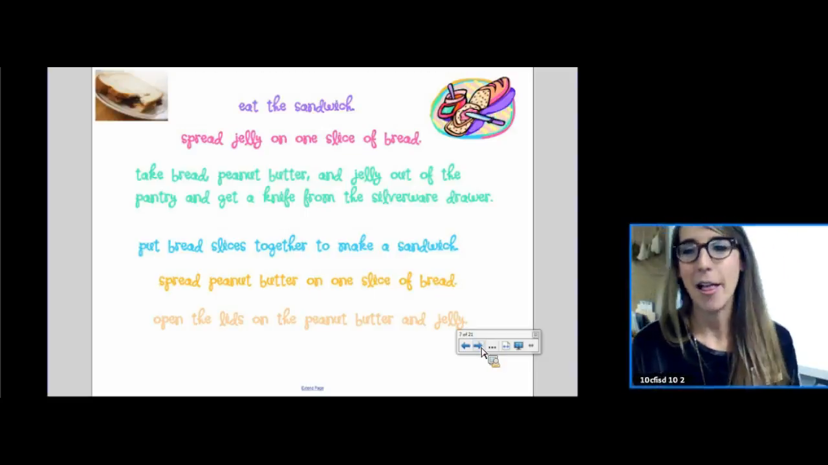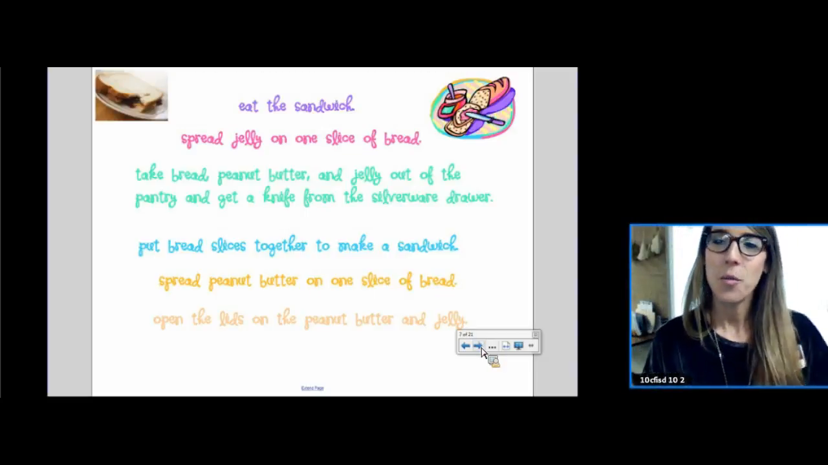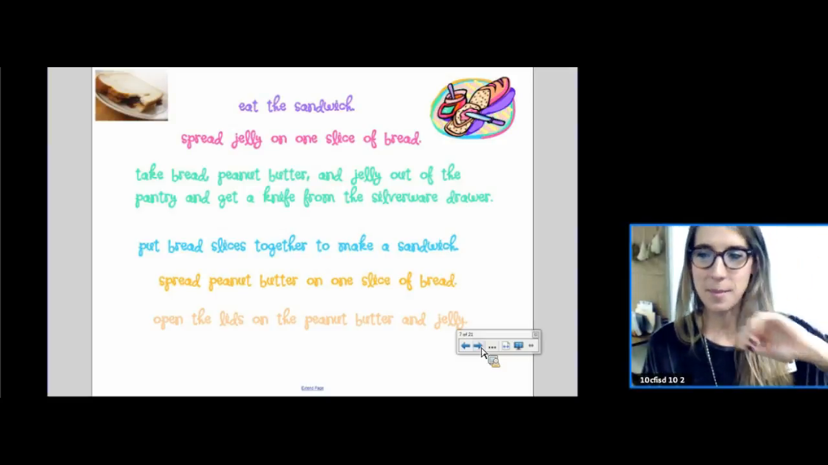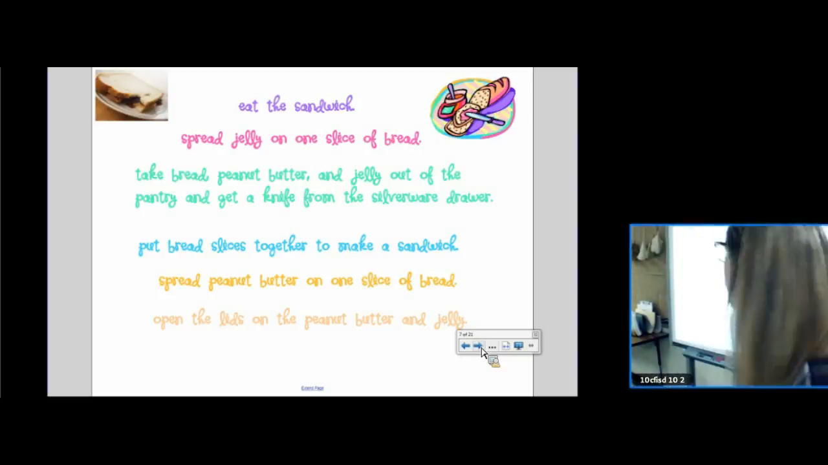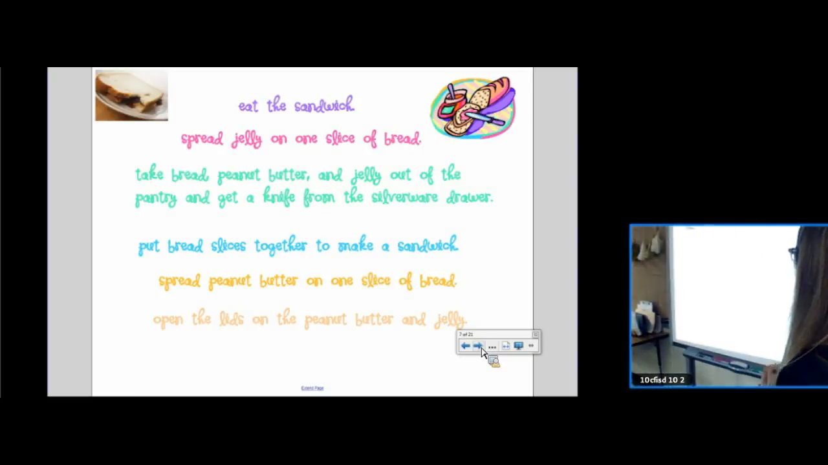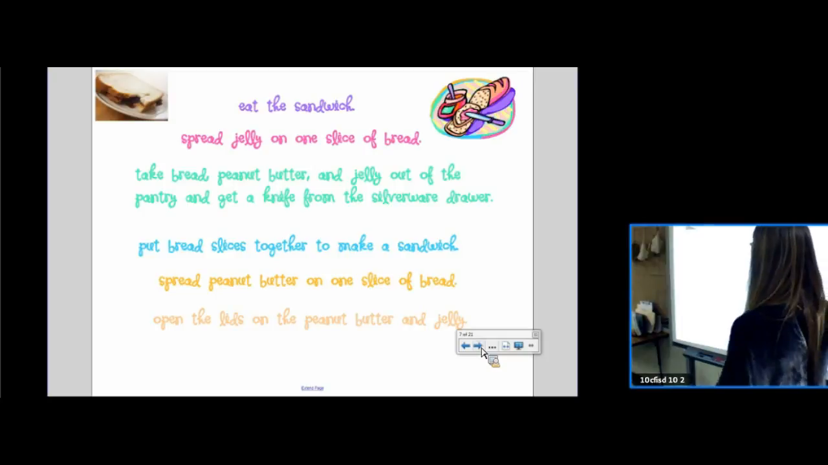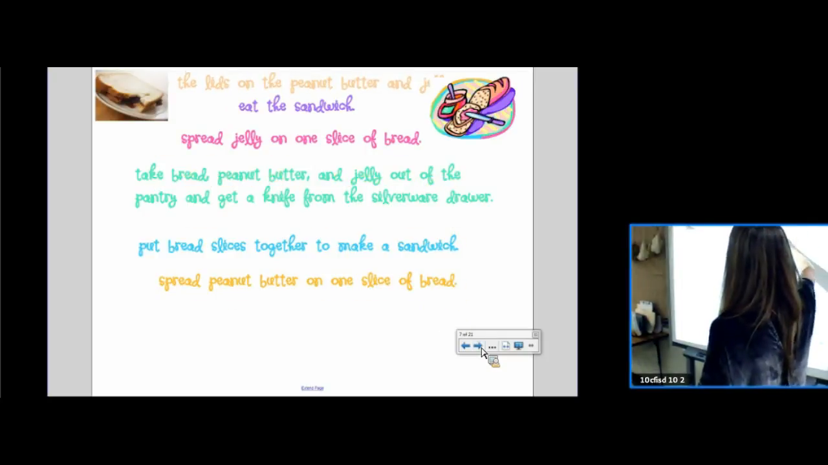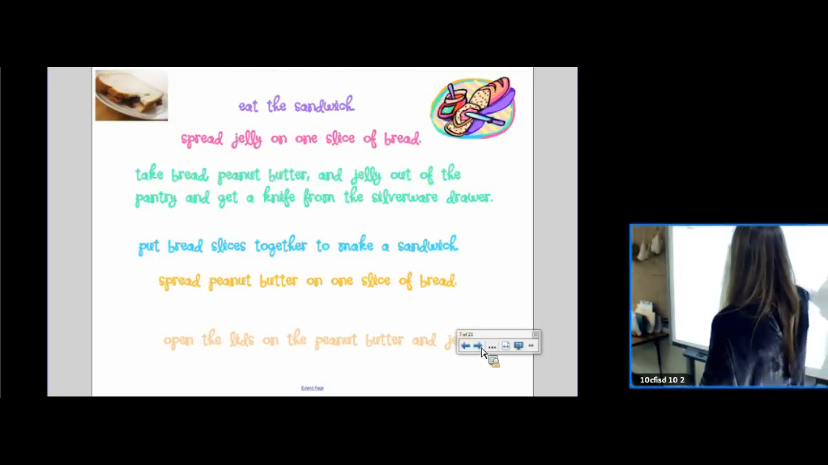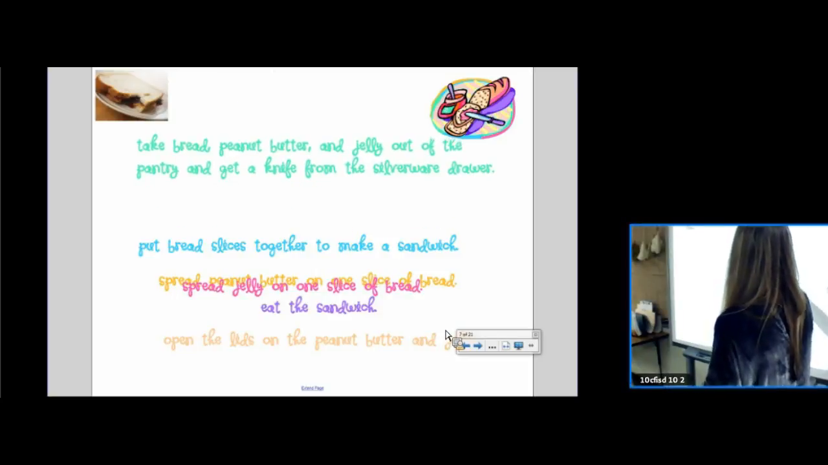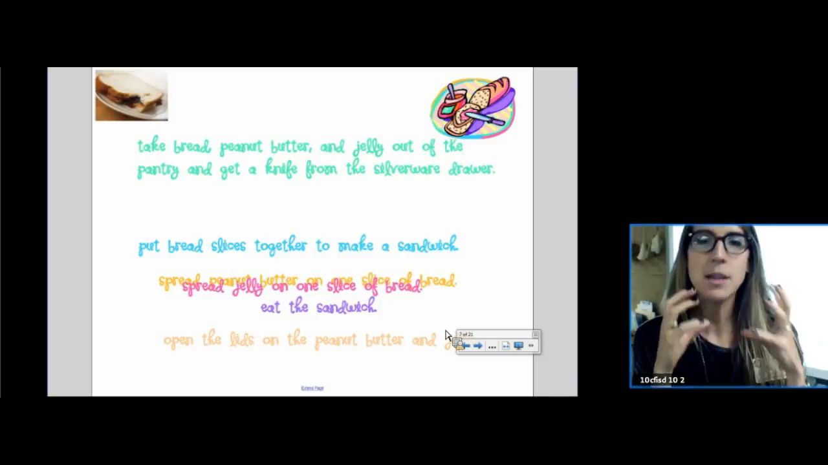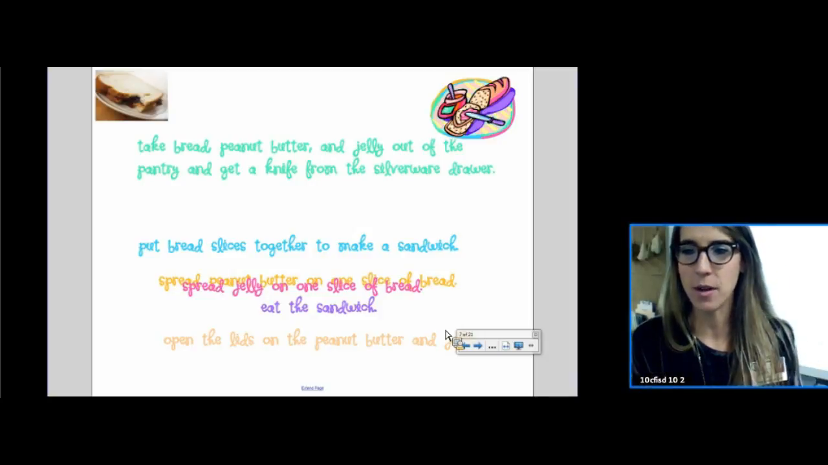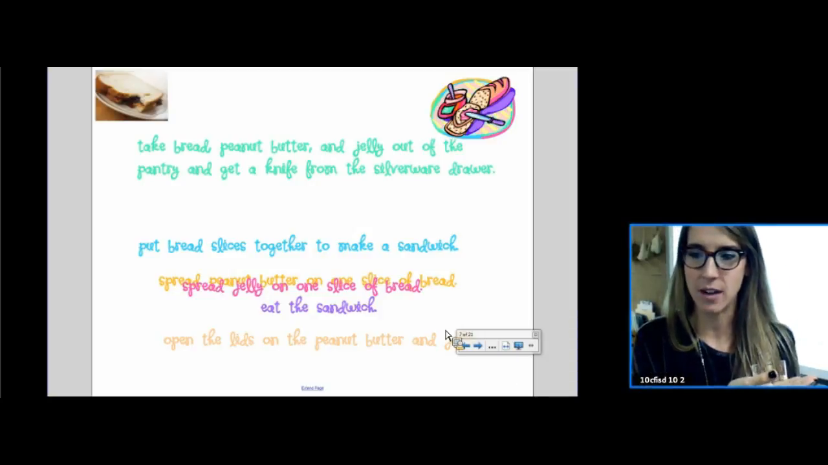This is just a quick analogy, really fast. When you are making a peanut butter and jelly sandwich, there are certain steps that you take, right? If you look at all of these steps, I think before you open the lid of the peanut butter and the jelly, you have to first take the bread, peanut butter, and jelly out of the pantry and get a knife from the silverware drawer. That's what you have to start with. You can't start with eating the sandwich if the sandwich doesn't exist yet.